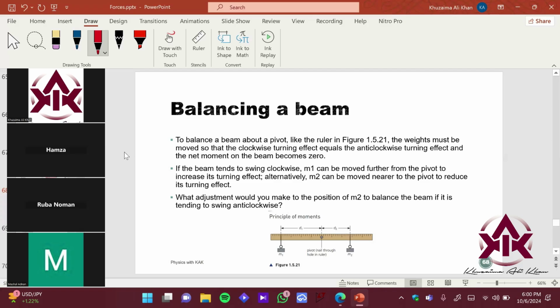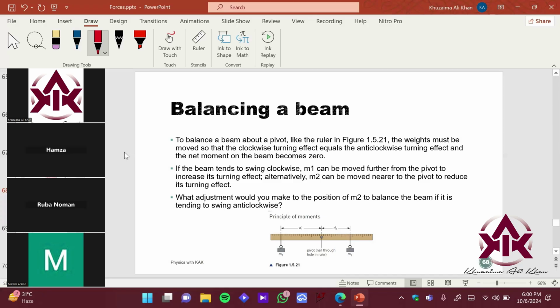Sir, what do we have to do? Yes, Hamza? I'm just saying, take a pencil or a scale and try to balance it on your finger. If you're able to balance it, just send a picture on the WhatsApp group, or you can open the camera and show it to me.